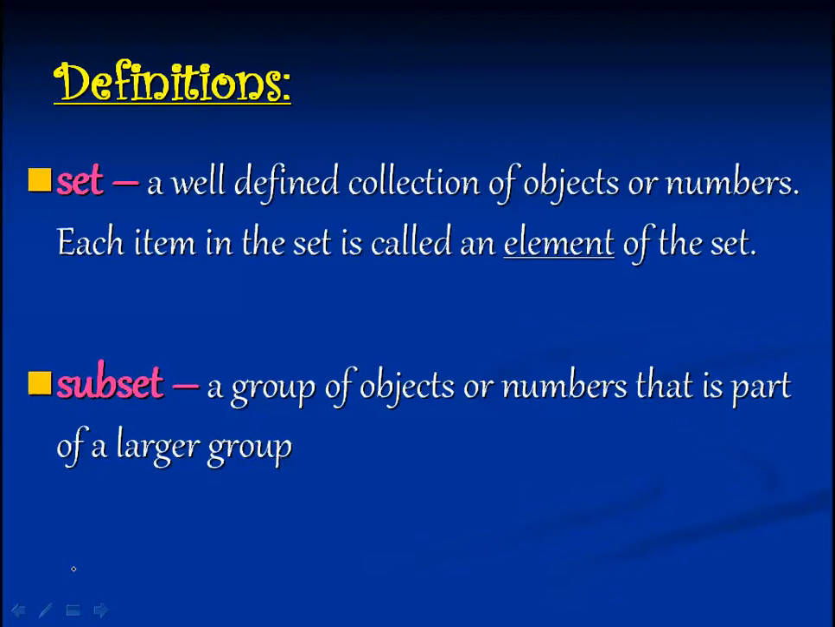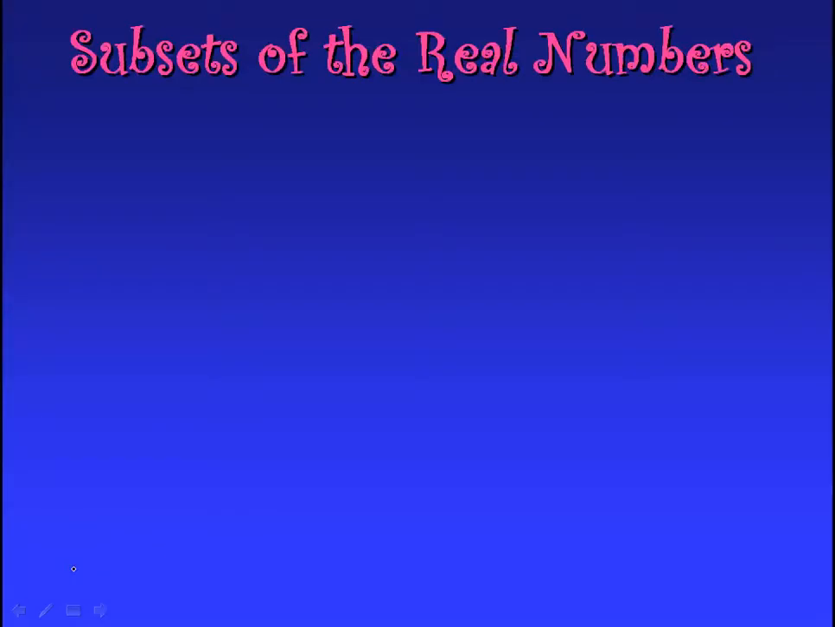For example, I like to think about a cake. Within cake, there are several different types of cakes that you can buy. Chocolate cake, white cake, marble cake. These would be subsets of cake. So we're going to be talking about real numbers. Basically, real numbers are all of the numbers that we've discussed in math.